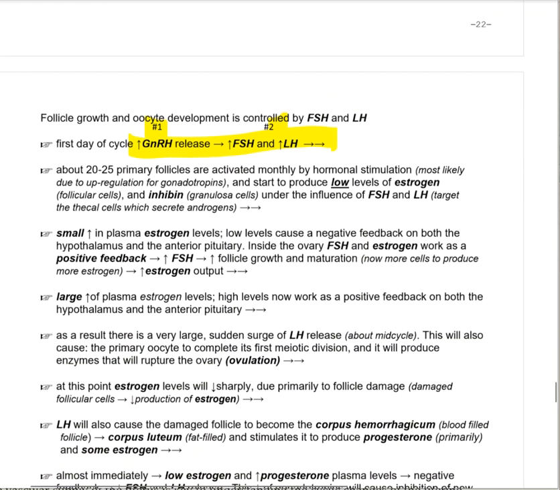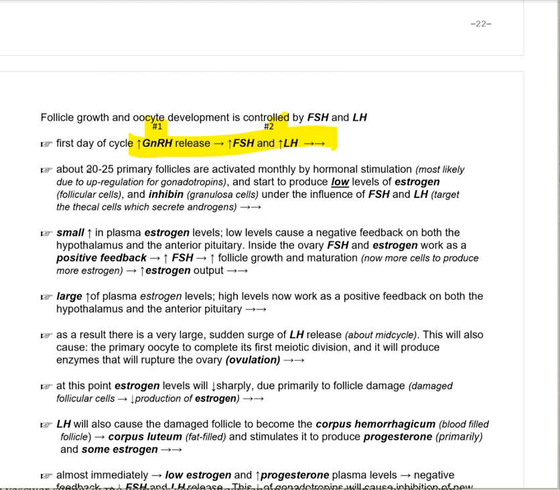And as I was saying before, about 20 to 25 primary follicles are activated monthly by hormonal stimulation, and they all start to produce low levels of estrogen. And these are the follicular cells that surround the oocyte. The granulosa cells that start to get produced later also will secrete inhibin, right? So we start with estrogen levels being very low, and then a little bit later, as we develop into secondary follicles, we start to have granulosa cells, and inhibin gets produced. And these are both under the influence of FSH and LH. Okay, so FSH and LH target these cells, and these get secreted.